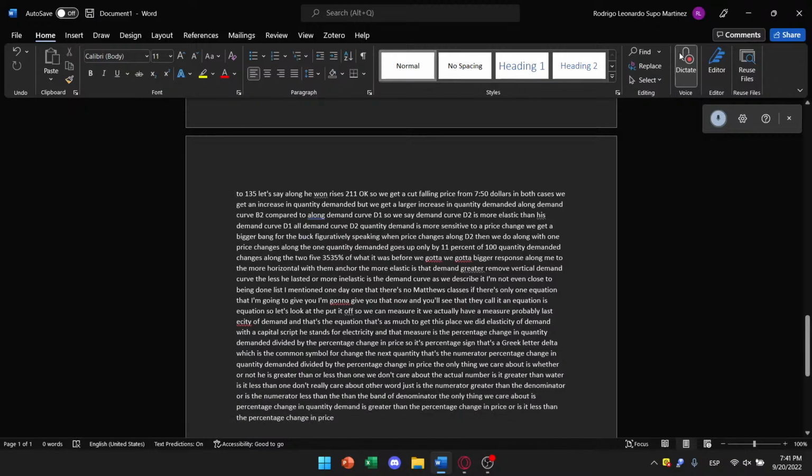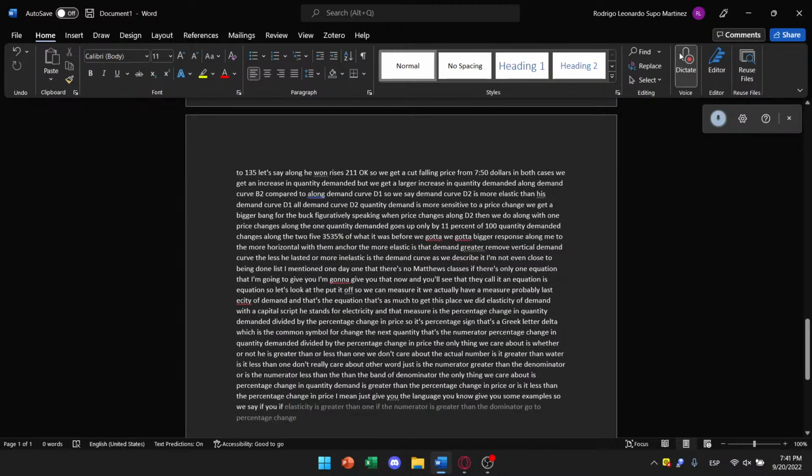I'm going to just give you the language and I'll give you some examples. So we say, if E is greater than 1, if the numerator is greater than the denominator, if the percentage change in quantity demanded is greater than the percentage change in price, we say demand is elastic over that price change range.